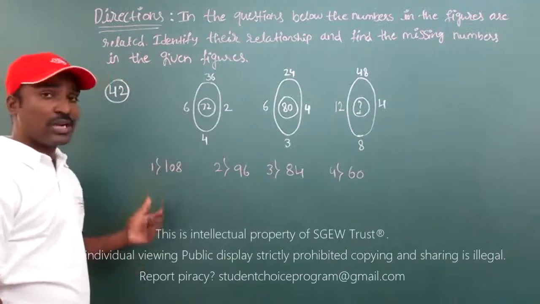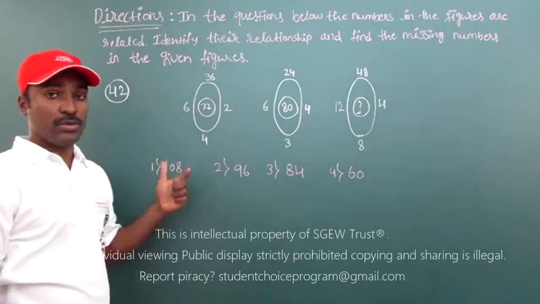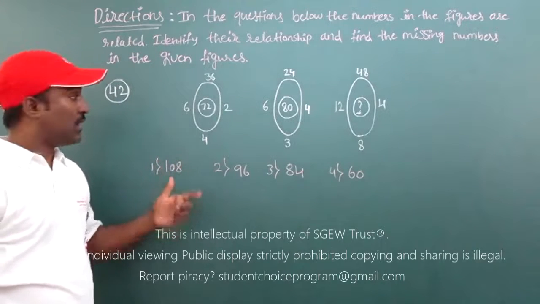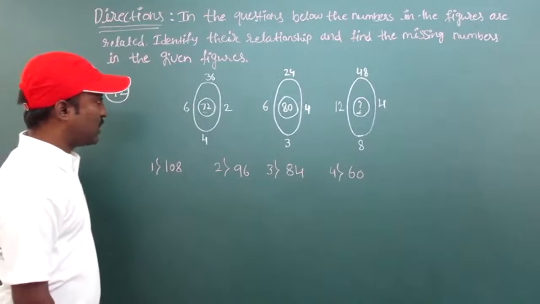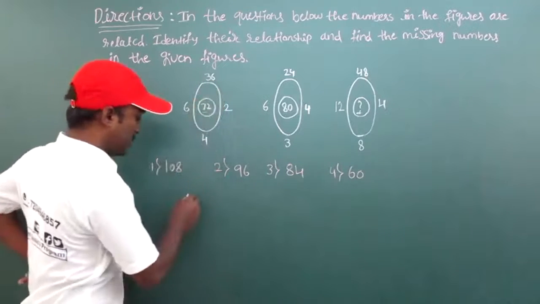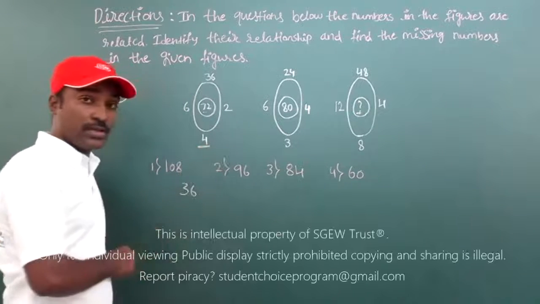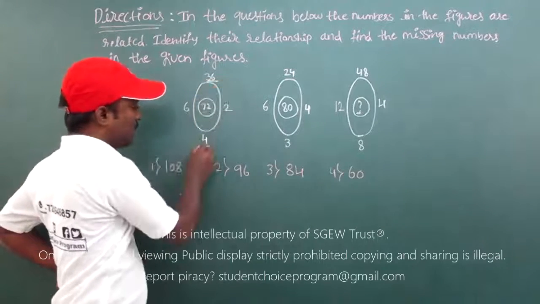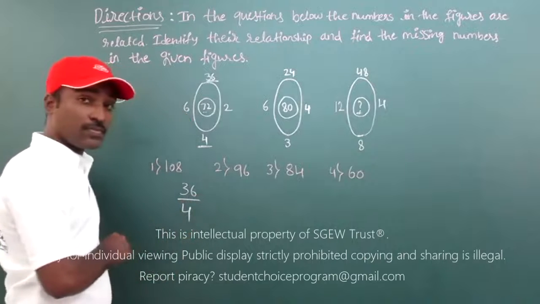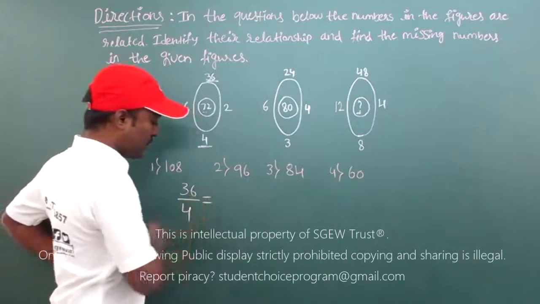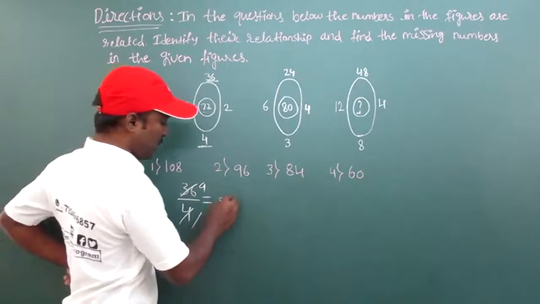So use the trial and error technique. Use addition, subtraction, multiplication or division and try to get this 72. So one way of getting this is, I will take this 36 and this number, 36 and this 4. 36 divided by 4 will give me 9. 4 ones are 4, 4 nines are 36. So this gives me 9.